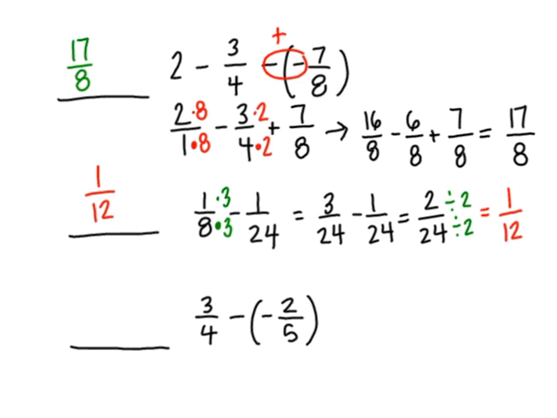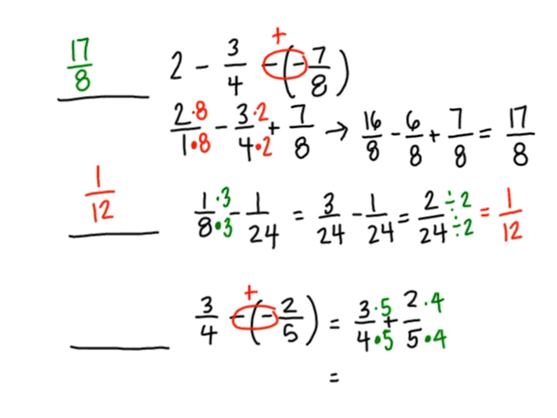Speeding up to keep my video size small, 2 negatives I know will make a positive. So we would have 3/4 plus 2/5. My common denominator here is going to be a 20. I'm going to turn them both into 20s. I'll multiply the 4 by 5, which means I multiply by 5 in the top. I'll multiply the 5 by 4, which means I'll multiply by 4 in the top.